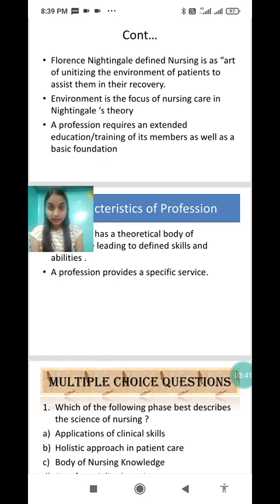So Florence Nightingale had given Nightingale environment theory of nursing. According to her, environment plays a very important role in the patient recovery. So environmental hygiene is mandatory if we want to heal the patient or recover the patient as early as possible. So she has mainly focused on the environment at the time of nursing care.